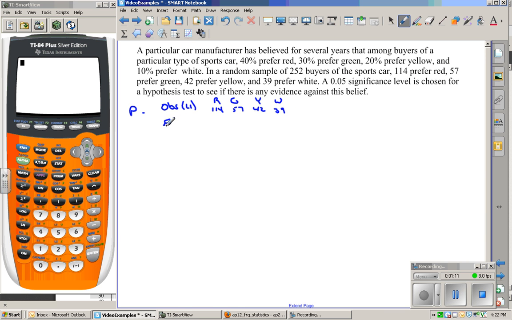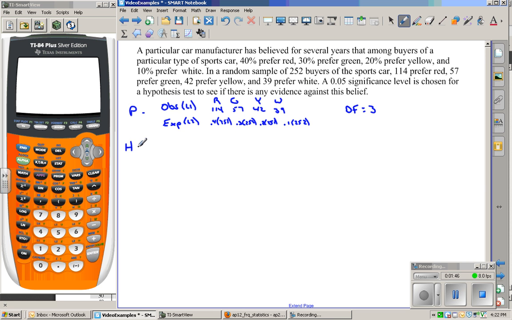Our expected then, that's going to go into list 2. We're going to do our percentages, so 0.4 times 252. And here we're going to do 0.3 times 252. And then we're going to do 0.2 times 252. And then we're going to do 0.1 times 252. These are the expecteds for 252 buyers. Our degree of freedom, since there's 4 categories, will be 3.